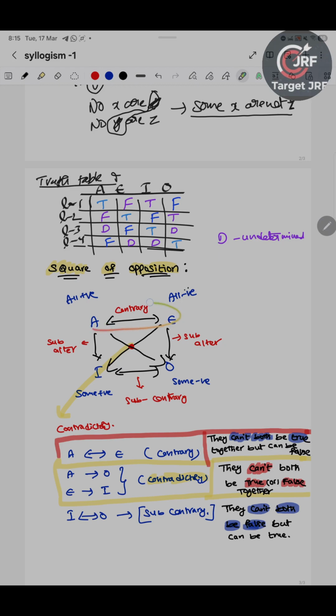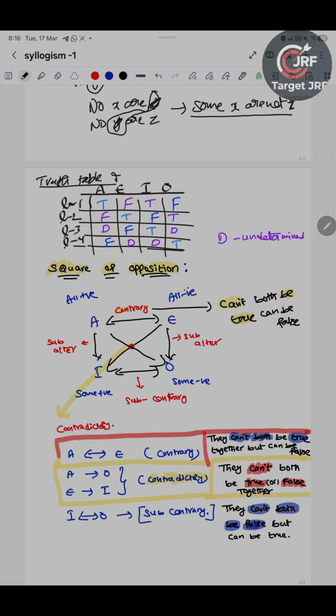A to E means contrary. Contrary statements can't both be true, but can be false. So you don't need to remember both, you can remember only one thing. Contrary means can't be true. T means true, you can think like that.